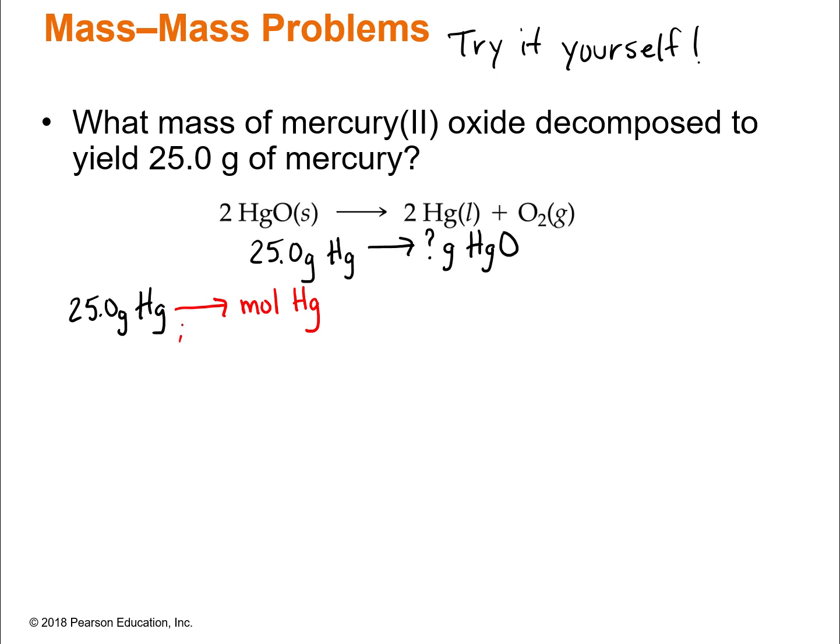Molar mass. In this case, we need the molar mass of mercury. So don't forget that part. What comes next is we have to take those moles of mercury and figure out how many moles of our unknown, which is mercury 2 oxide in this case. How do we go from moles of one substance to moles of another in the same chemical reaction? We need a mole ratio.